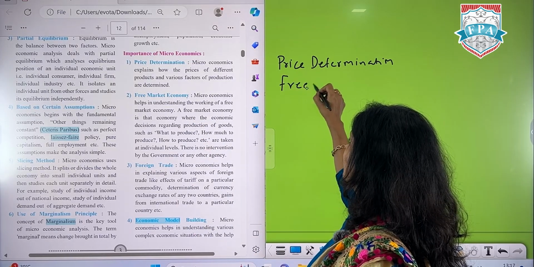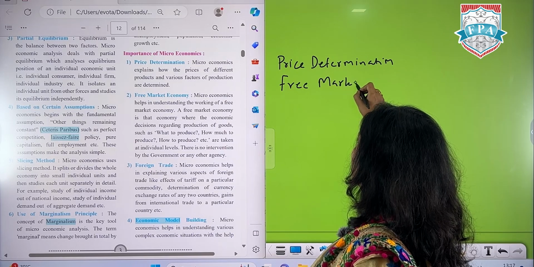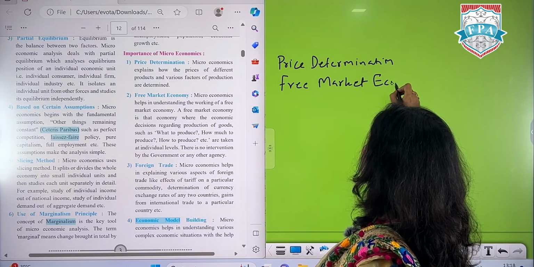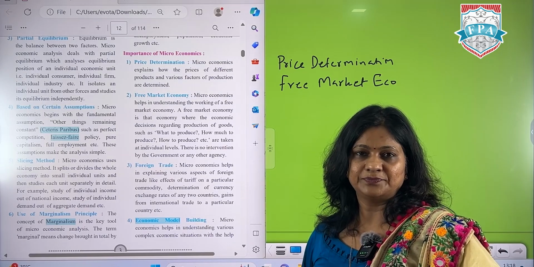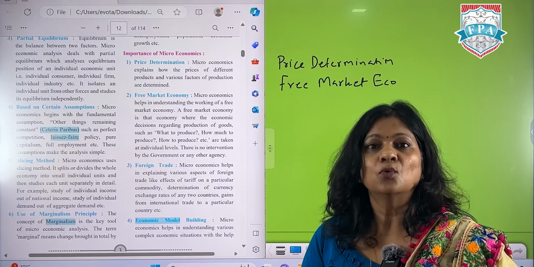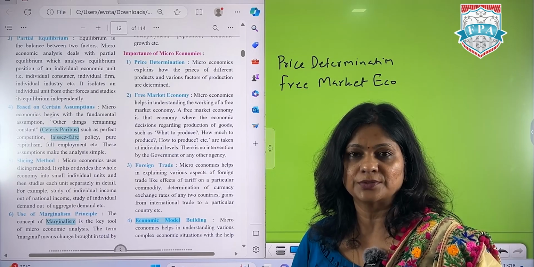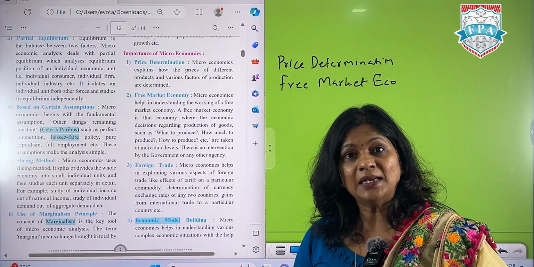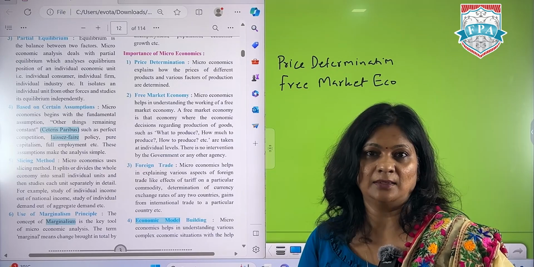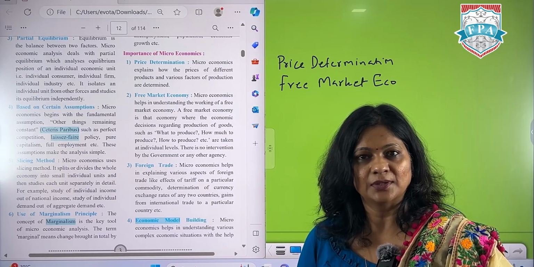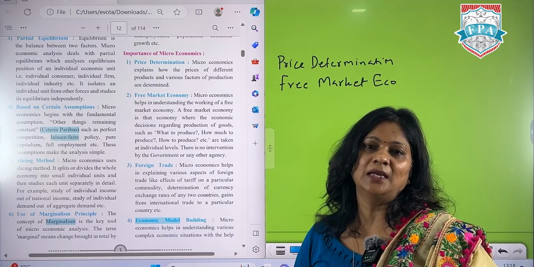सो द फर्स्ट इंपॉर्टेंस इज प्राइस डिटर्मिनेशन. फ्री मार्केट इकोनॉमी. Now guys, when we talk about free market economy, 3 सवाल. क्या बनाना है, what to produce. कितना बनाना है, that is how much to produce. और कैसे बनाना है, how will I produce. ये 3 क्वेश्चंस दिमाग में ध्यान रख लो.